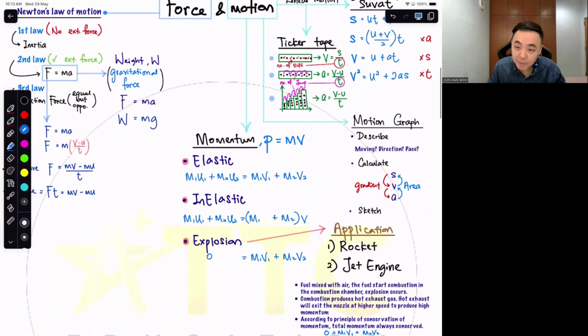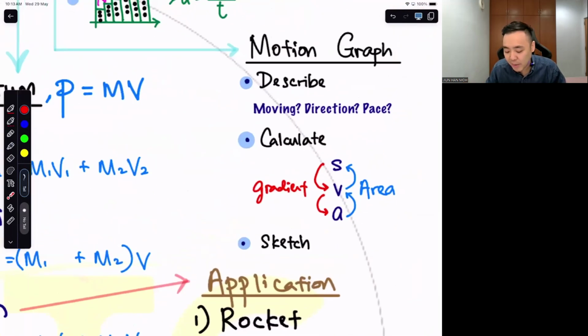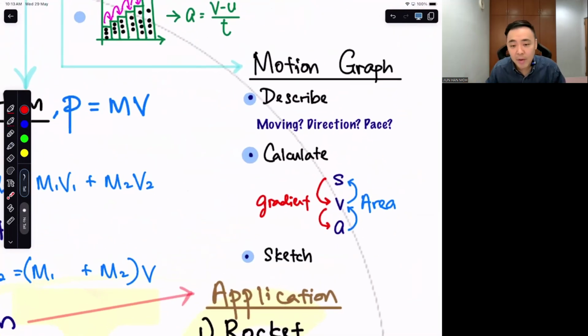Later on, we have motion graph. For motion graph, there are 3 things you need to know: how to describe the graph, how to calculate the graph, and also how to sketch. Now, motion graph, to be honest, there are not many formulas. You only calculate 2 things. So every time regarding motion graph, tell yourself, what am I supposed to calculate? Should I calculate the gradient of the graph or the area of the graph? That's it. So motion graph wise, either gradient or area, that's it.